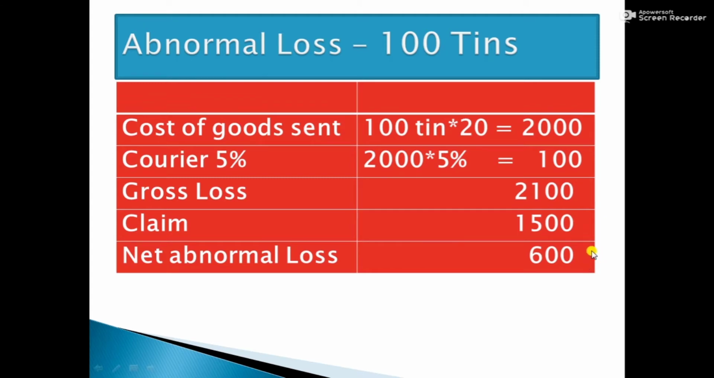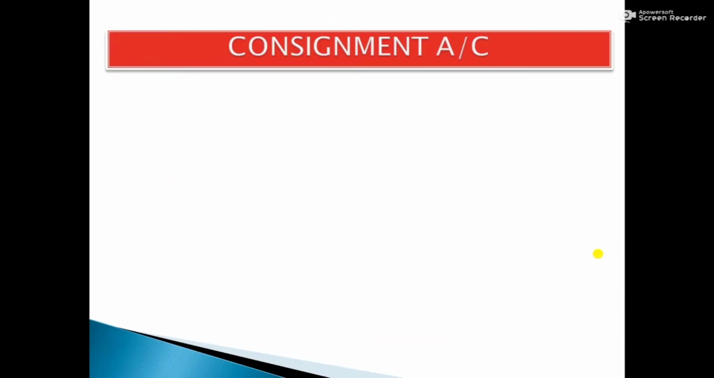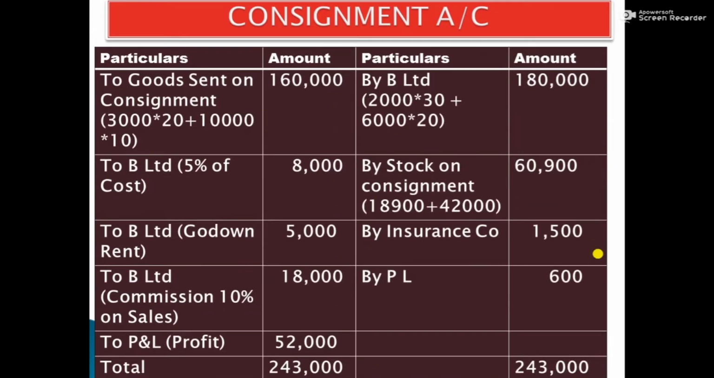Now we can prepare consignment account. To goods sent on consignment, 3,000 tins into 20 rupees, 10,000 packets into 10 rupees. That is the cost of goods sent, 1,60,000. Consignor's expenses nil. Consignee's expenses limited to 5% of the cost, 1,60,000 into 5%, 8,000. Consignee's other recurring expenses, godown rent 5,000.